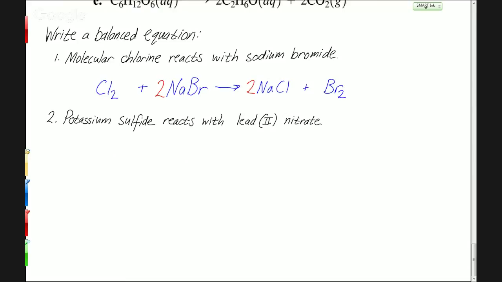Because we don't have the periodic tables with us, potassium is what symbol? K, and sulfide is S, and then lead is Pb, and nitrate is one of those polyatomic ions. What's its formula? NO3 and -1.